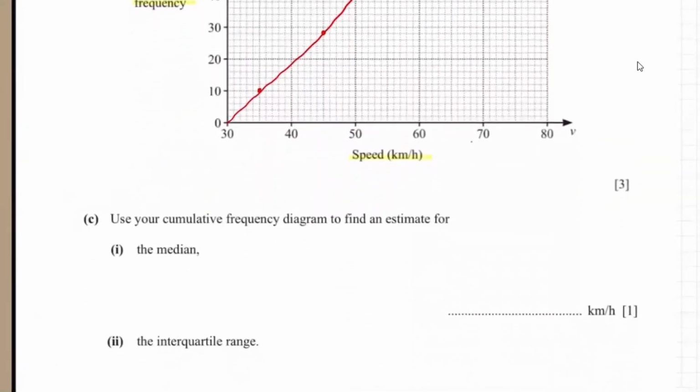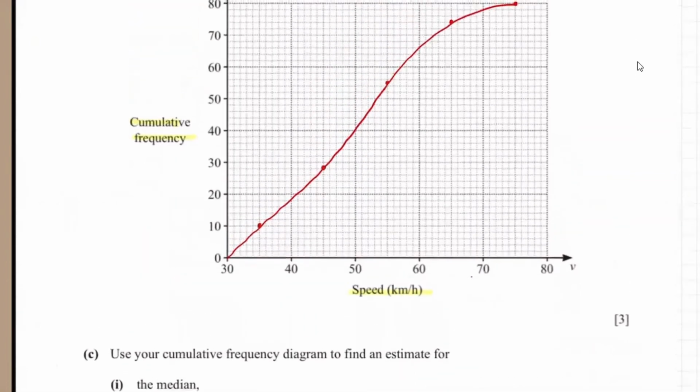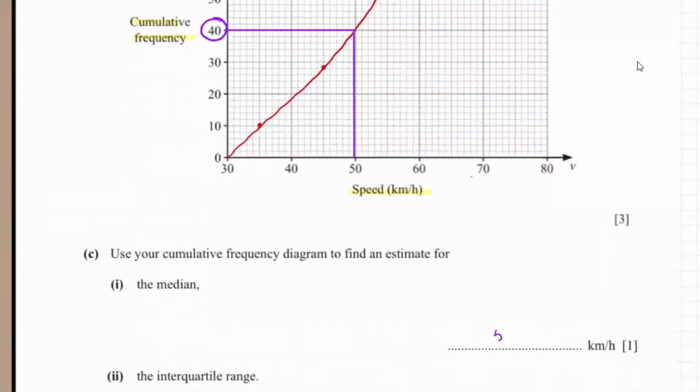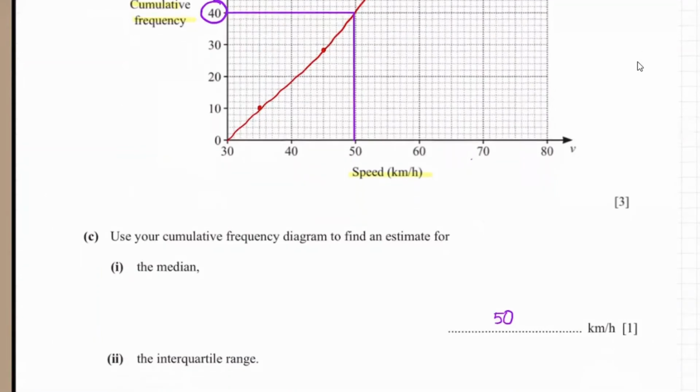The question is asking me for the median. Now the median is always the middle value, which is 50% of your graph. So 50% of your graph, which is, let's say 80 in this case, 50% of 80 would be 40. So at this value, I have to find my corresponding x value. So let's make a line. You can make a dotted line if you want. And at this point, I am getting 50. So my median in this case is 50. Now, these values can obviously vary according to your graph. So that's perfectly all right.